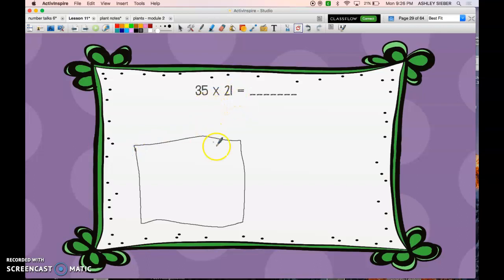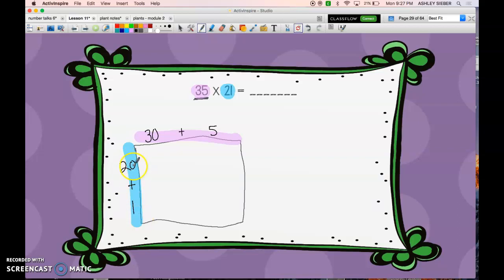All right, so there's my square. My next step is to break apart each of the factors. Remember, this factor all goes together, so it's going to go on one side. So 35 is going to go on one side, and 21 is going to go on the other side. So when I break apart 35 into its factors, I get 30 plus 5. When I break apart 21 into its factors, I get 20 plus 1.